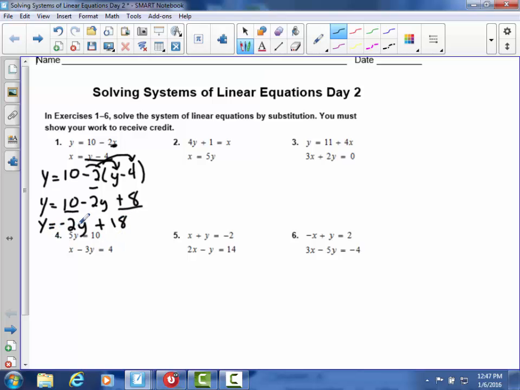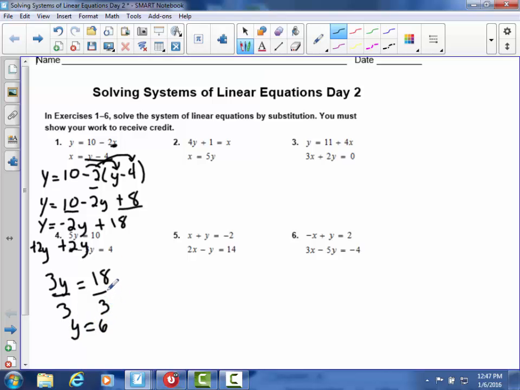So continuing on, I need to get my y's together, so I'm going to add the 2y to both sides. So I have 3y equals 18. And then I divide both sides by 3, and y equals 6.